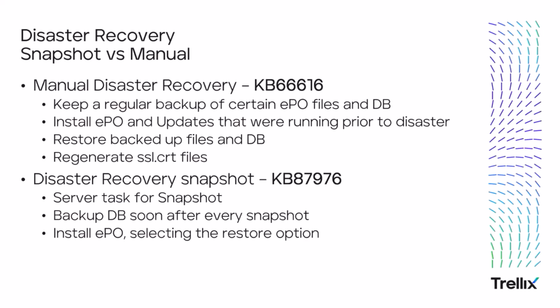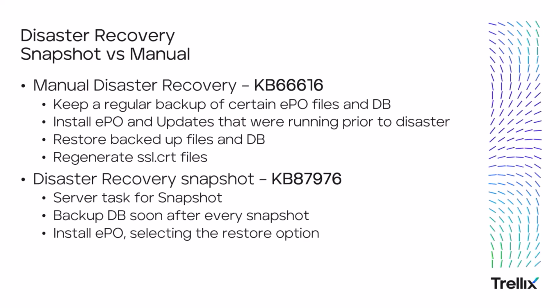But the short summary is you take a set of files that were previously backed up, install a fresh version of EPO, and then stop all the services for that. Take those backed up files and overwrite the new files that were just laid down by the fresh install. Then you restore the database that was backed up prior, and then you run a command to regenerate the SSL cert files. Once you've done that, if everything goes smoothly, then you will start the services back up for EPO and hopefully be able to get in the console and everything's back the way it was. However, like I said, that is a pretty lengthy process.